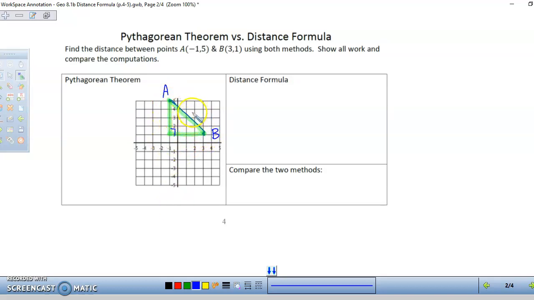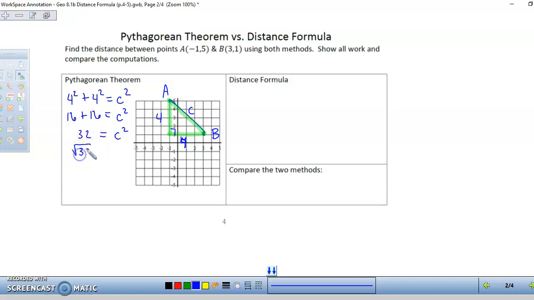Okay, welcome back. So again, this is going to be the hypotenuse. The horizontal length here is 1, 2, 3, 4. And the vertical length is 1, 2, 3, 4 as well. That 4 didn't come out so good. So we have 4 squared plus 4 squared is equal to c squared. 16 plus 16 equals c squared. 32 equals c squared. Square root that.